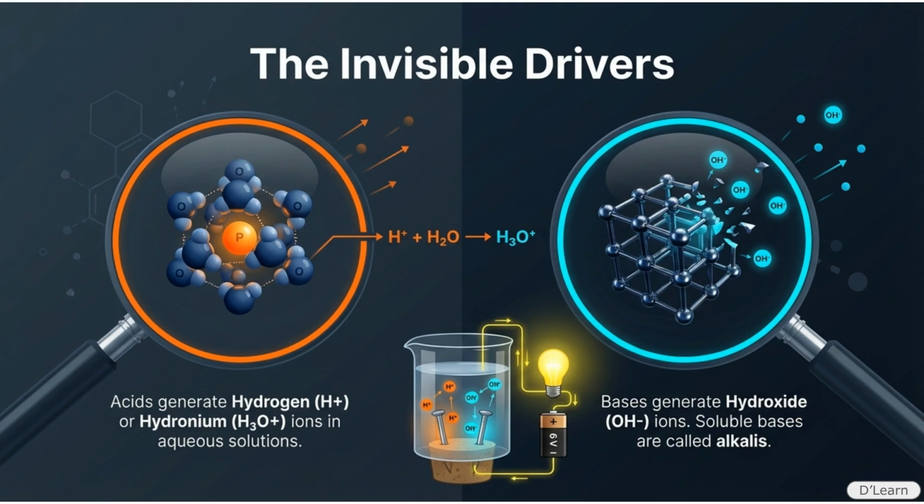The core difference lies in the ions they produce in water. Acids generate hydrogen or hydronium ions. Bases generate hydroxide ions. Soluble bases are known as alkalis.